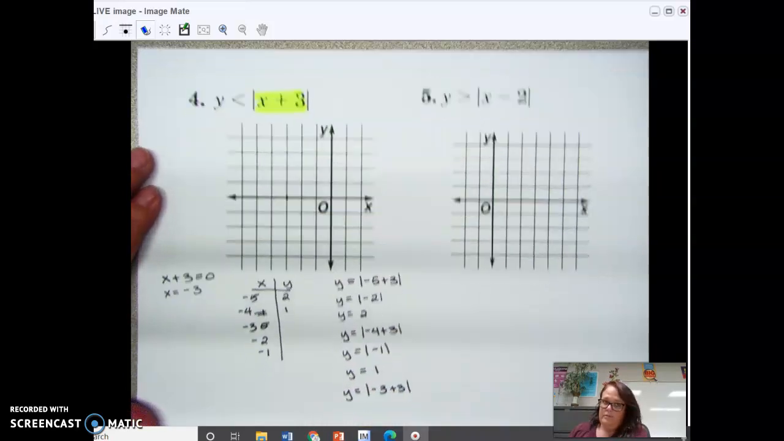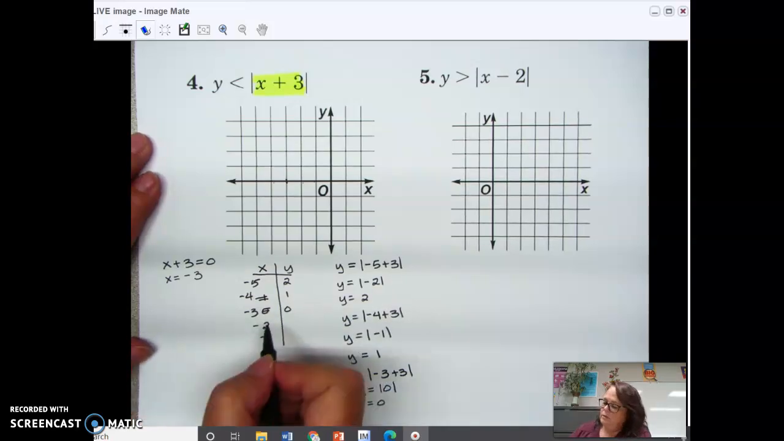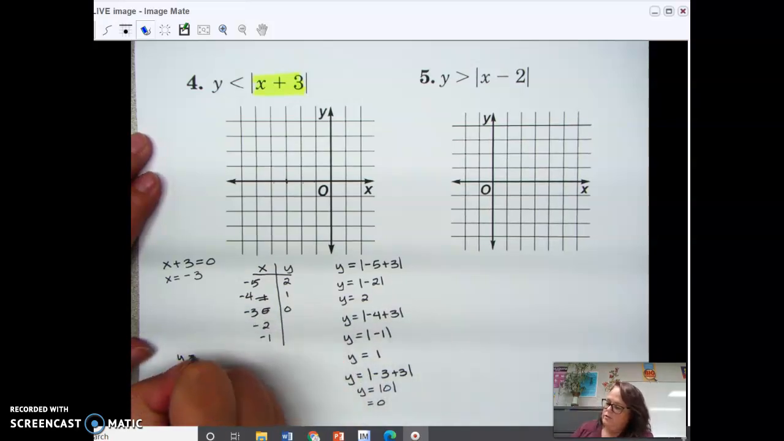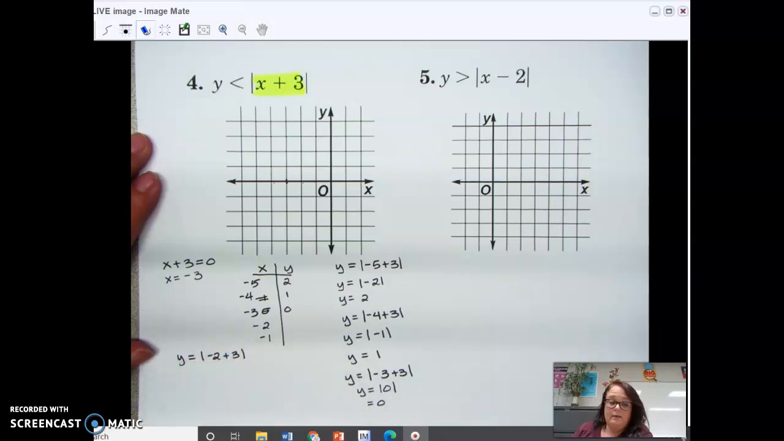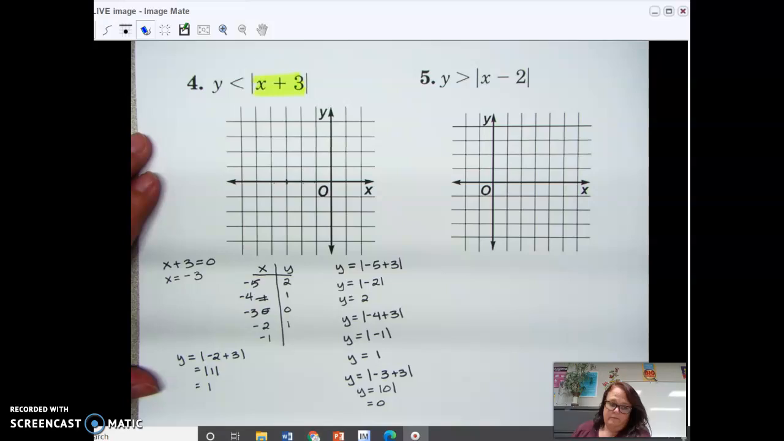So we get the absolute value of 0, which is 0. And then it should flip and start doing the reverse. So if I substitute negative 2, I've got y is equal to the absolute value of negative 2 plus 3, which means it's going to be the absolute value of 1, and the absolute value of a positive is positive.